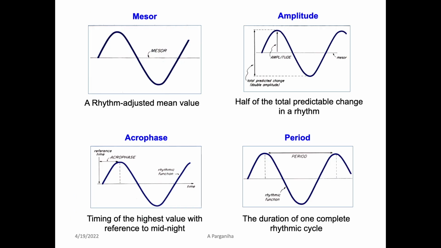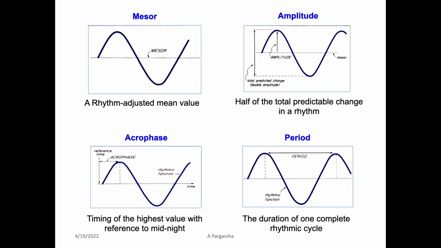So I would like to explain some of these rhythm parameters. Measure is nothing but a rhythm adjusted mean value. Amplitude is half of the total predictable change in a rhythm. This is the maximum, this is the minimum. So this is the double amplitude, and half of it is known as the amplitude, that is half of the total predictable change.